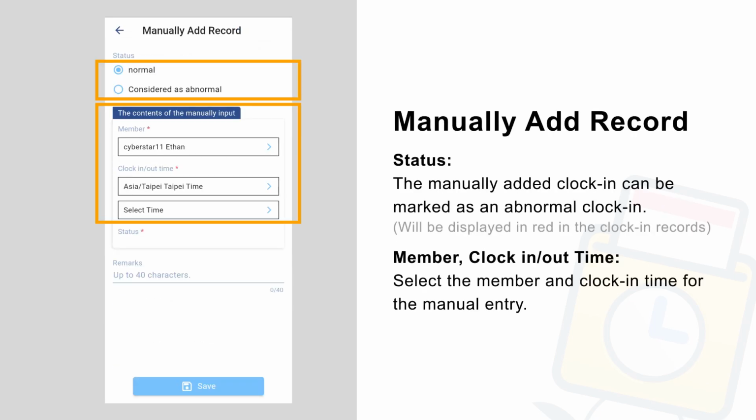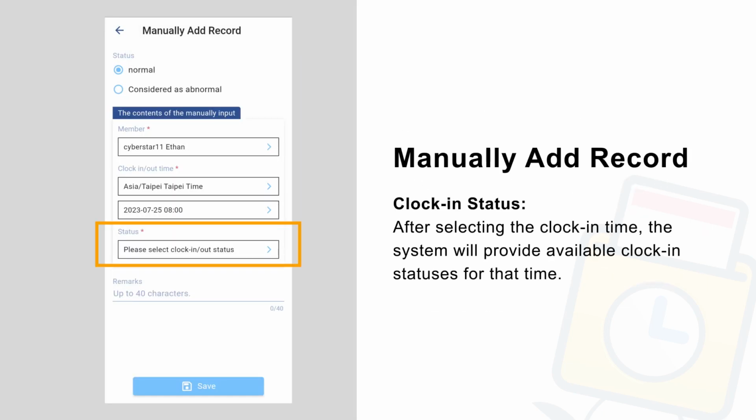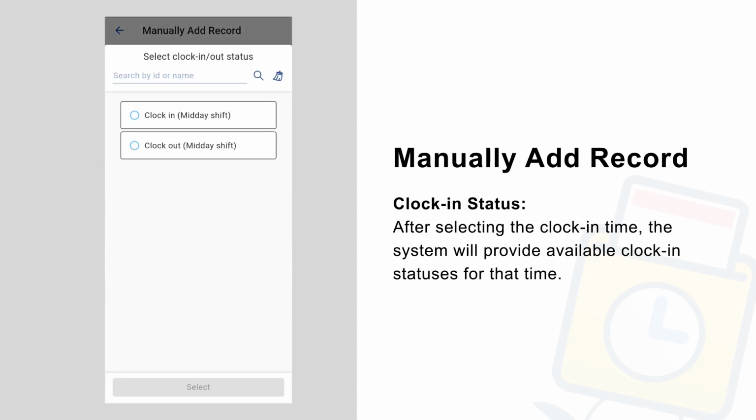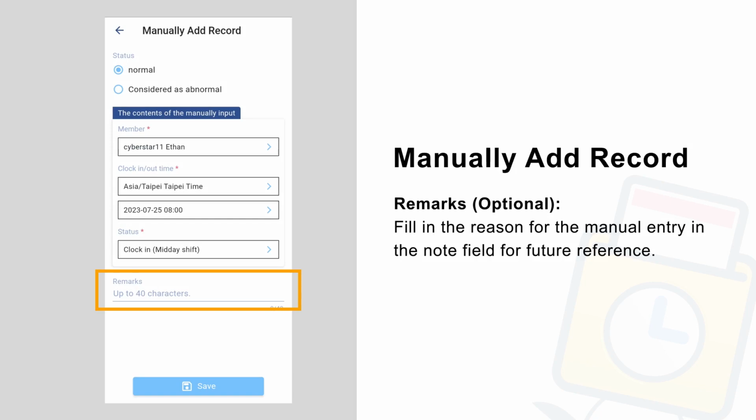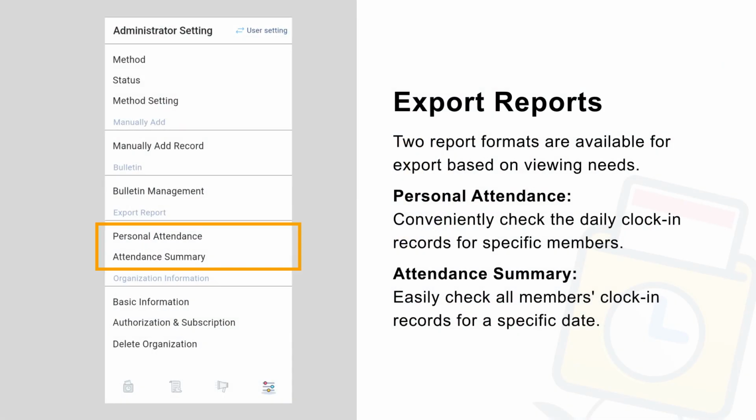The status field can mark this manually added entry as a normal or abnormal clock-in. After selecting the member and clock-in time, the system will automatically list available clock-in statuses for that time. You can fill in the remark field with the reason for the manual entry for future reference. Export reports. Mobile Punch Clock provides 2 types of report formats for different viewing needs.